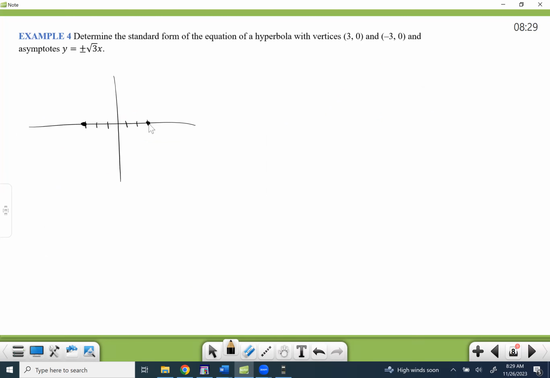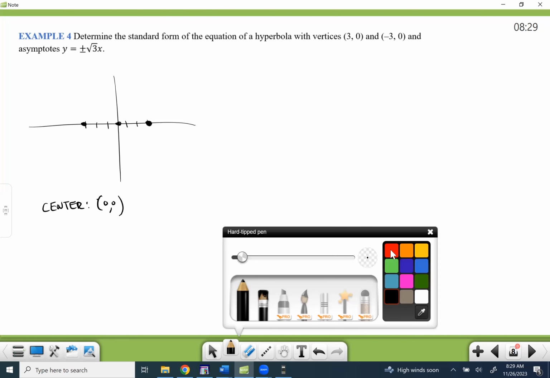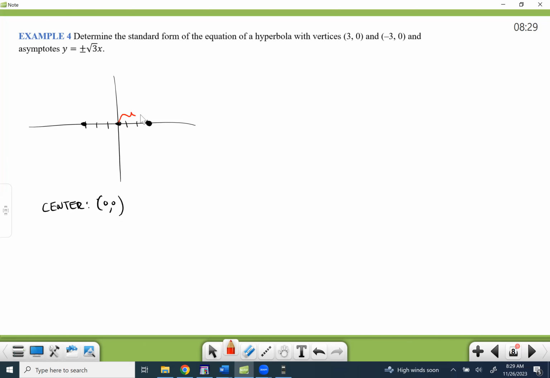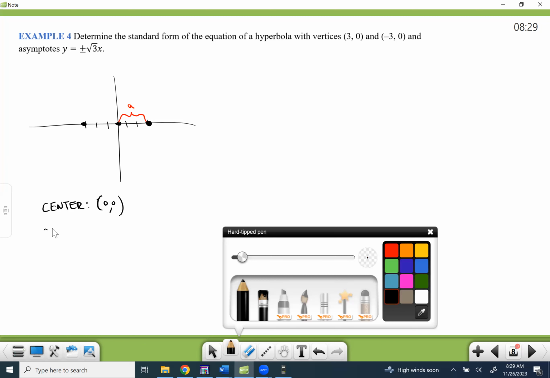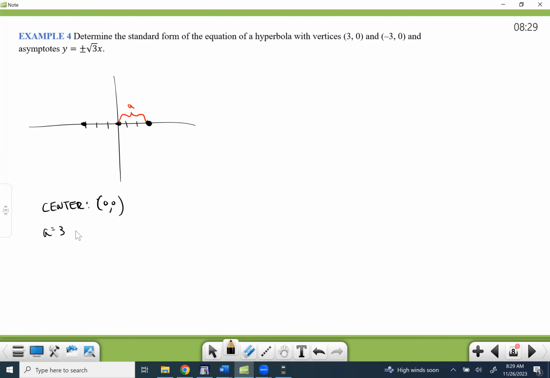Okay, so what I want to ask myself is, well, what do I know because of that? Well, I know a lot. For example, I know the center is 0, 0. Also, the distance from the center to a vertex is the letter A. So I know that A equals 3, which implies A squared equals 9.